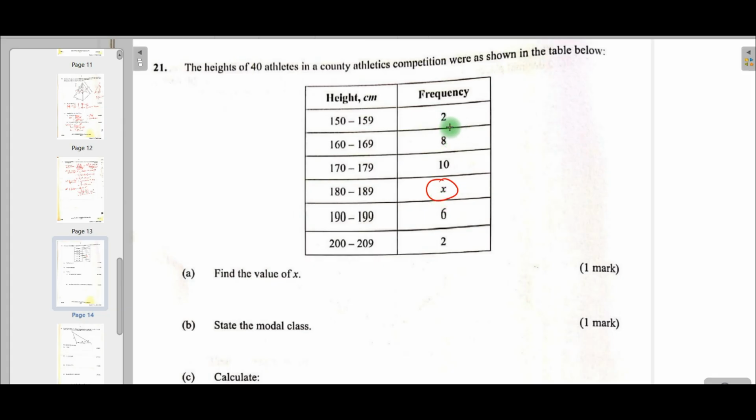If you add all the frequencies, 2 plus 8 plus 10 plus x plus 6 plus 2, should give us 40. And therefore, that is 2 plus 8 plus 10 plus 6 plus 2. That is 28. Then plus x should give us the total number of athletes, which is 40. And therefore, x will be 40 minus 28. So x is 12. So there are 12 athletes in this class, 180 to 189.